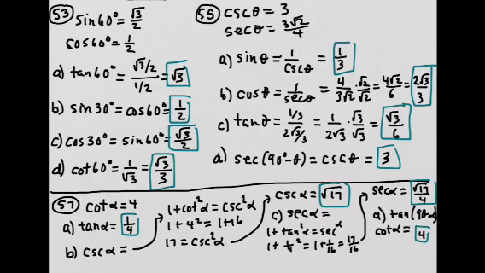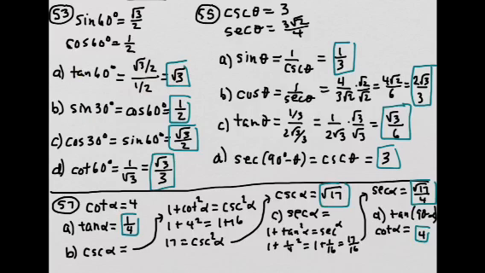Alright, for 53, they gave you these two values, which you already know, right? Sine and cosine of 60. But they want you to use the identities to solve. So right here, tangent of 60, I put sine over cosine. And then simplified, the 2's cancel, so you're left with radical 3.